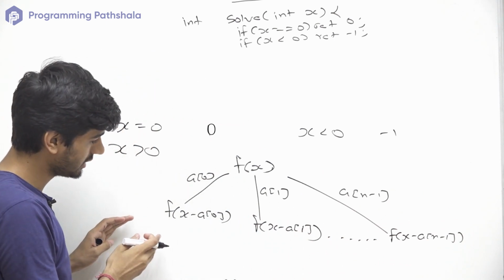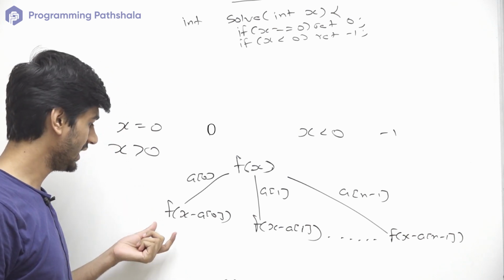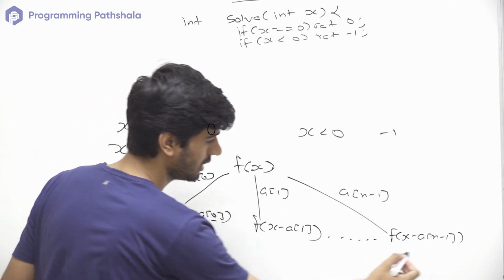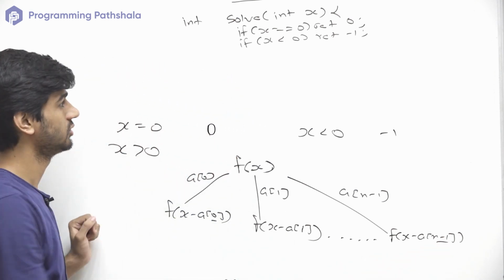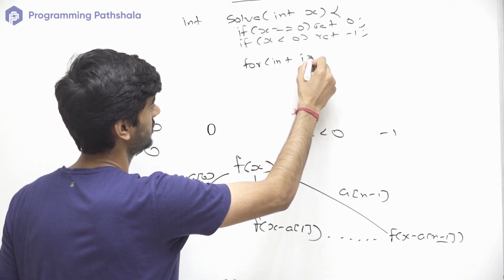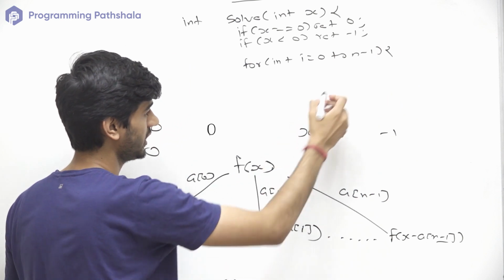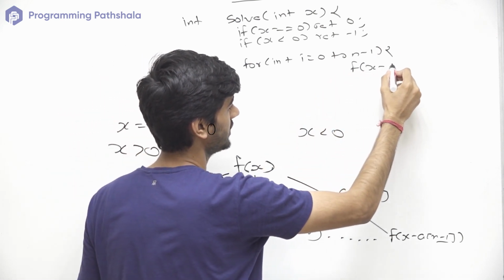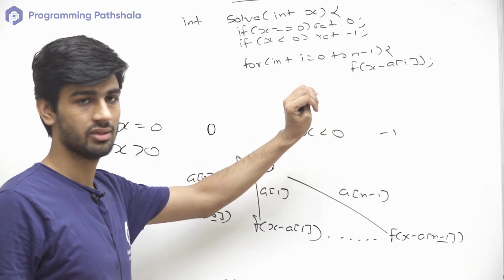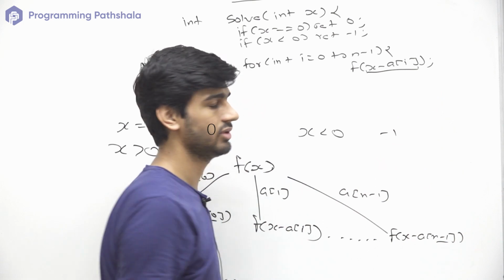Okay. Now if these two conditions are not true, we need to follow this recursive relation. And in this recursive relation we need to make n function calls, right? To make these n function calls, we can run a loop starting from 0 and going till n-1, right? So let's run a loop for int i equal to 0 to n-1. And we can make a call to f of x minus a of i, right? Now this function will return the minimum number of coins that are required to get a sum of this value, right?